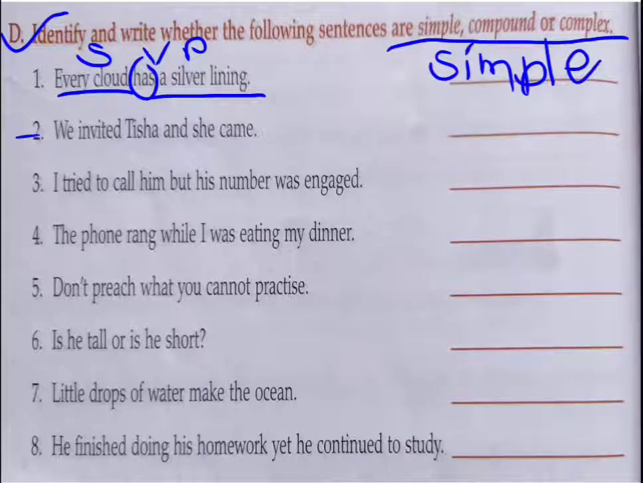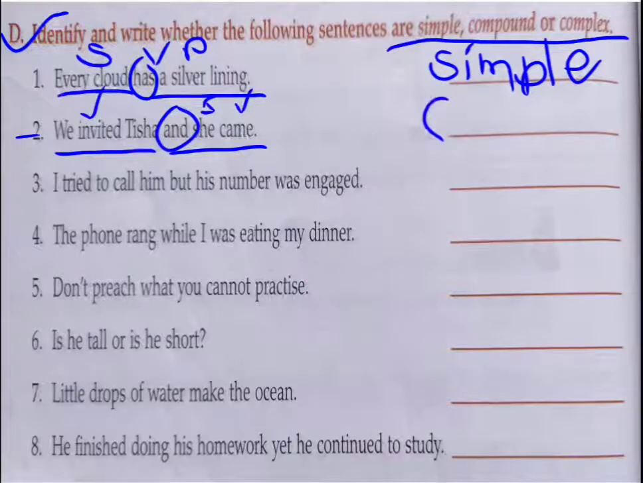Look at the next. We invited Tisha and she came. Here look at two clauses. Now it's joined with and. So, definitely if it's joined with and, but, yet, therefore, so, it's a compound sentence. We is a subject, invited is a verb, she is a subject, and came is a verb. It's known as a compound sentence.